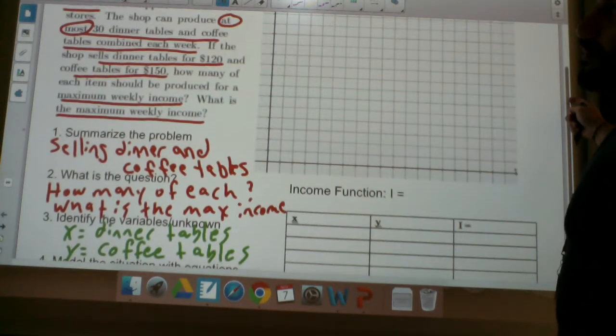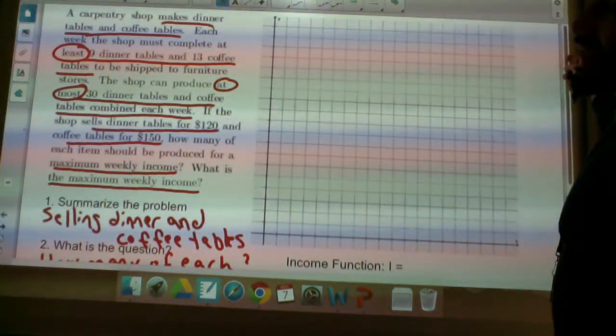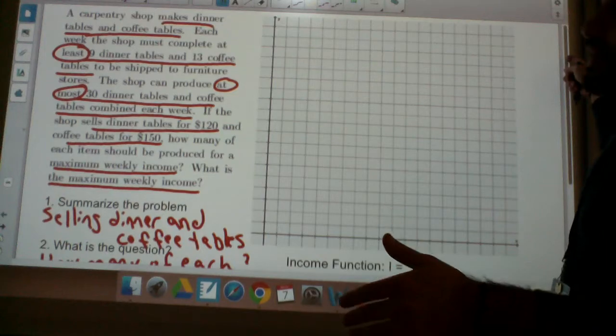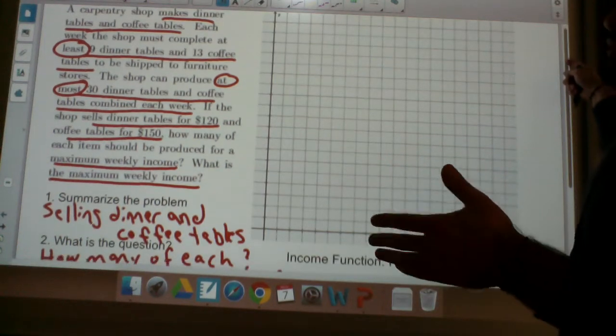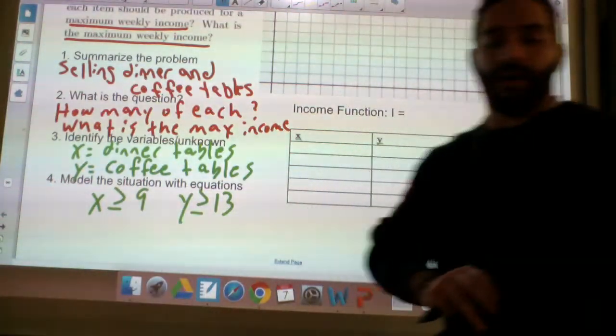Why did I get those? If you look back here, we need at least 9 dinner tables. That means 9, 10, 11, 12, whatever. We need 13 coffee tables, 13, 14, 15. So we need those to be greater than or equal to those amounts.